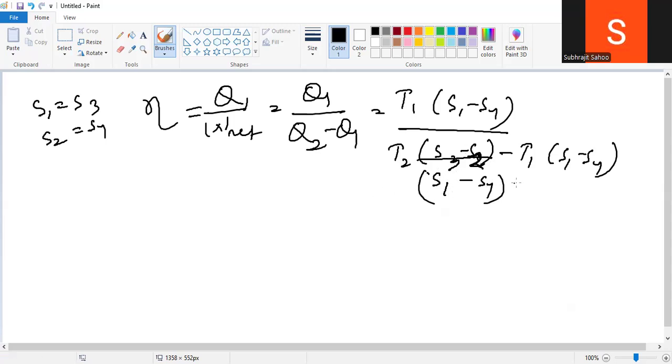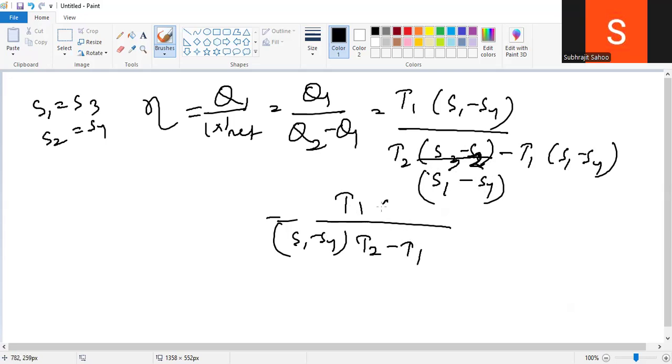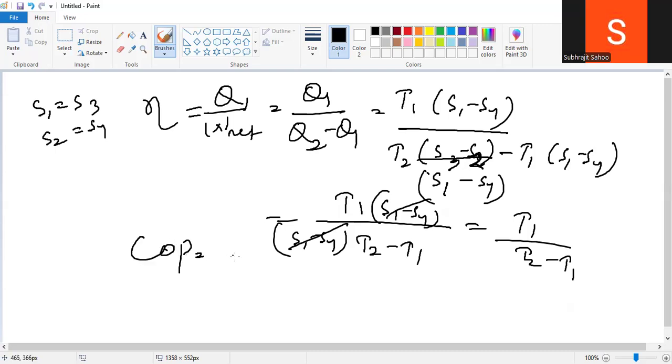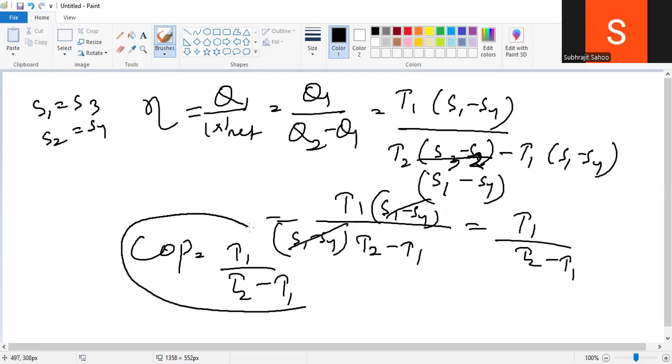So, S1 minus S4, I will take common, giving T1 divided by S1 minus S4 common. Then the remaining is T2 minus T1. Here also S1 minus S4 is there, so both will be cancelled. What is the output I'll get? T1 by T2 minus T1. This is the COP of the reversed Carnot cycle, T1 by T2 minus T1. Okay, reversed Carnot cycle. So I'll conclude here.